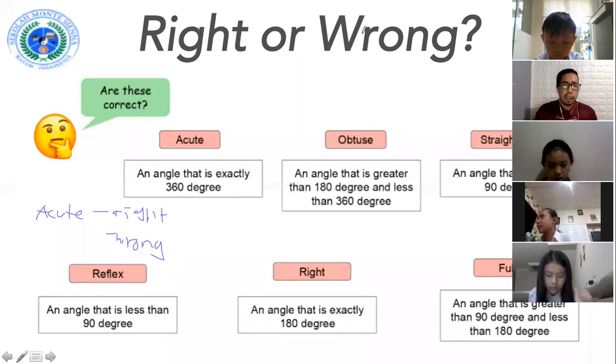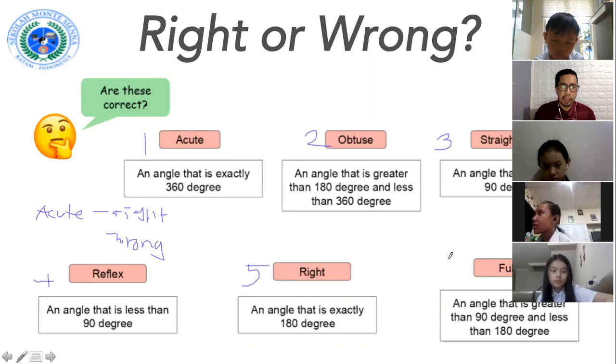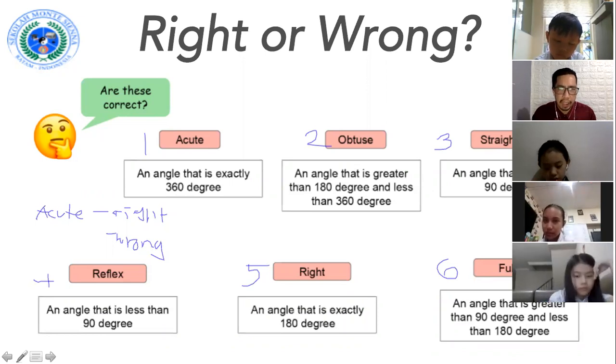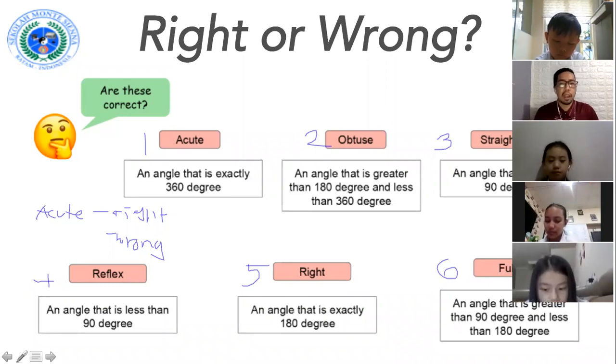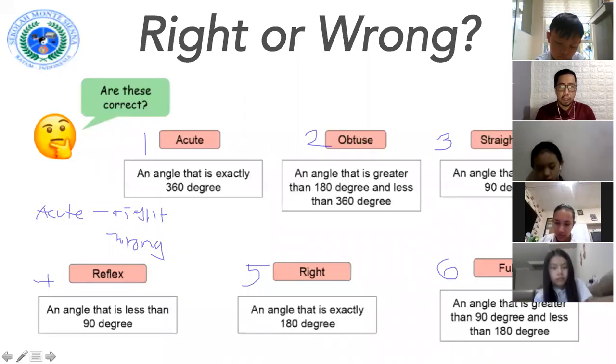Okay, identify which of the following is right or wrong, or we can label them 1, 2, 3, 4, 5, and 6. For this part of our discussion, you should know what the different kinds of angles are and how to differentiate them. Tell me which item is right or which item is wrong. The name on top is the name of that angle, and below is the definition. You may try any item that you want to answer.